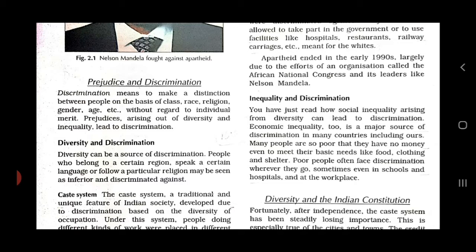That is discrimination. And in the last sentence of this paragraph, they are telling that prejudices arise out of diversity. You all know that India is a land of diversity, so we should respect each other's differences. Instead of that, the prejudices which are arising from this diversity and inequality lead to discrimination. They give rise to discrimination. Understood?